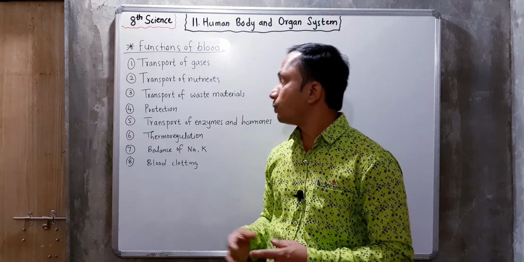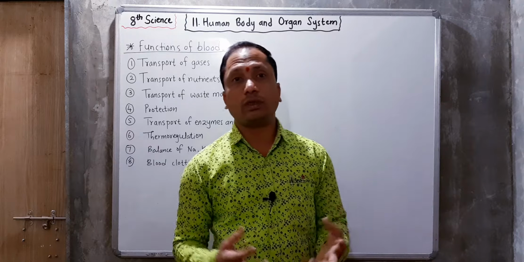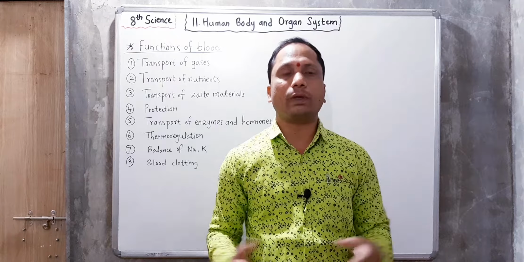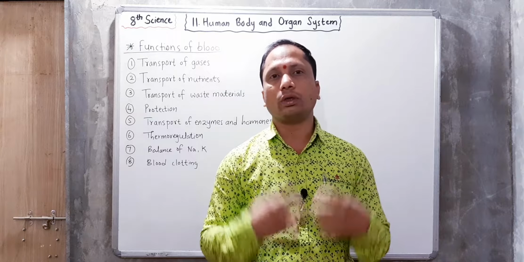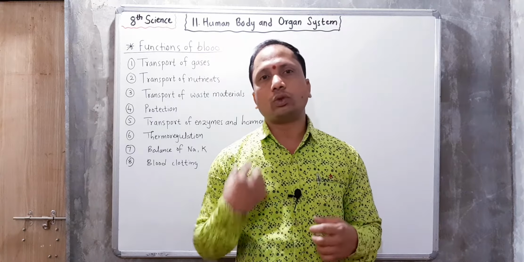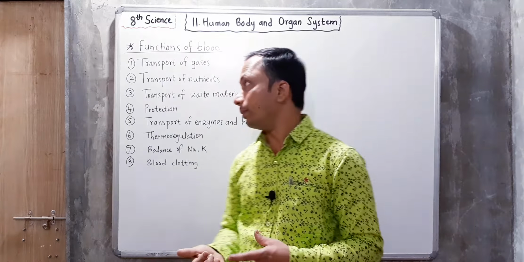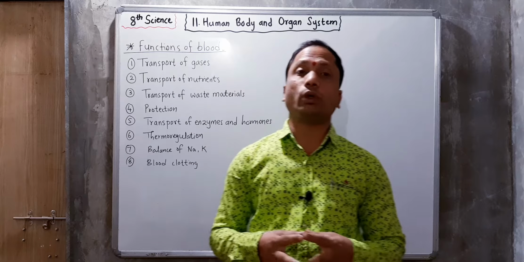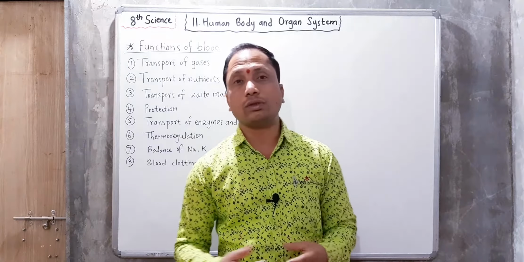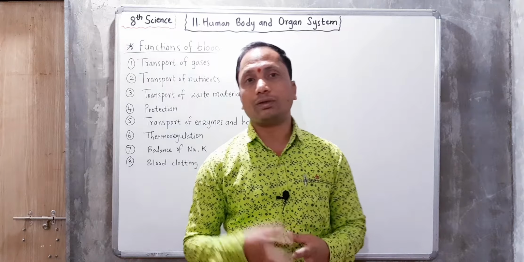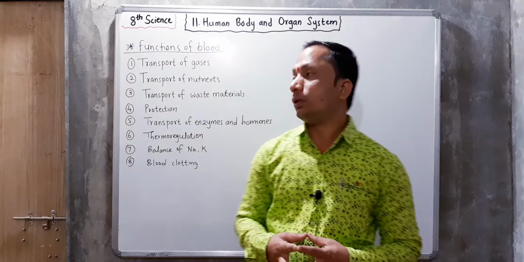Transport of waste materials: whatever waste or toxic materials are generated in all parts of the body are carried away so that they are excreted from the body. This is also carried out by blood. Protection of the body from different types of pathogens, diseases, and other conditions is also carried out by the blood.